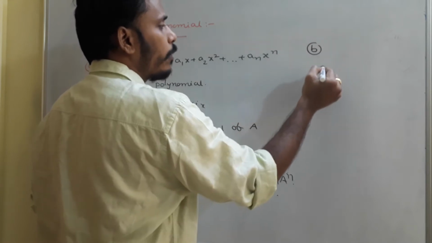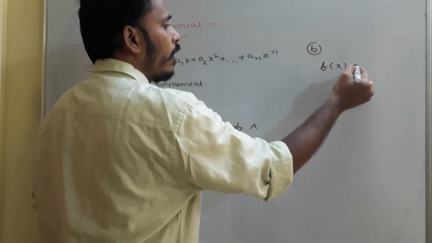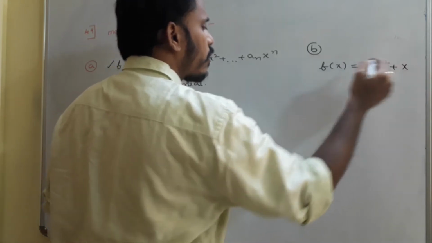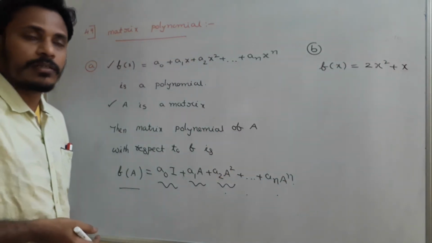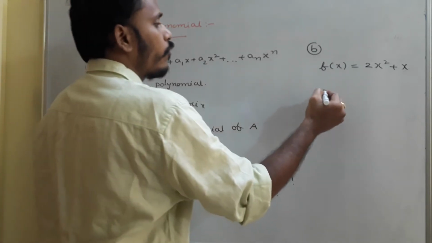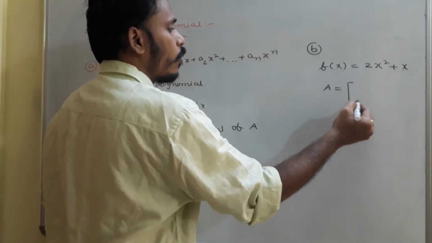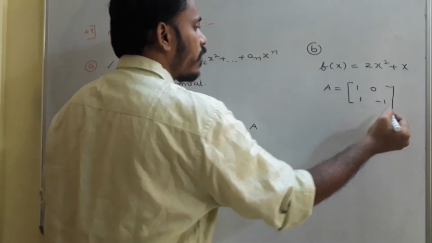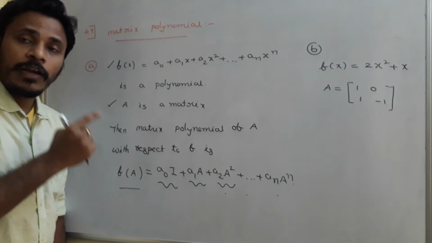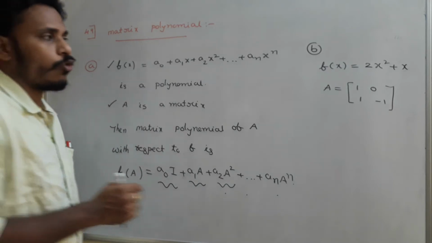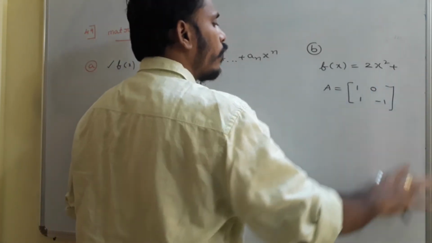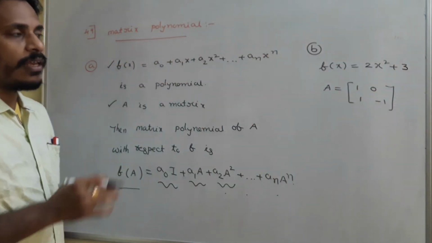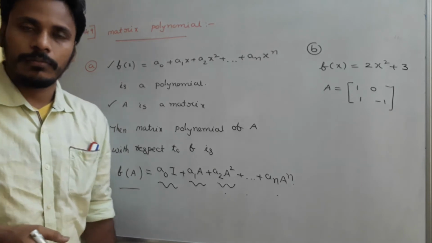When coming to the example, suppose I have a polynomial f of x equals 2x square plus 3, that is a polynomial. And suppose I have a matrix A equals [1 0; 1 -1]. Then A is this matrix, 1 0 1 minus 1.